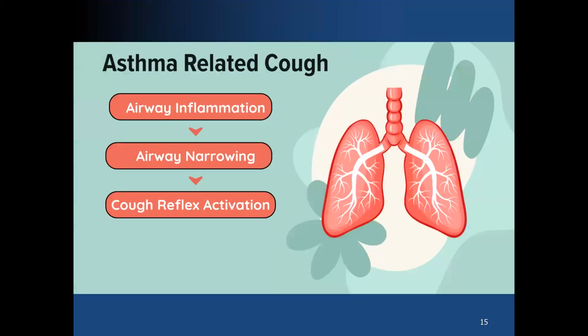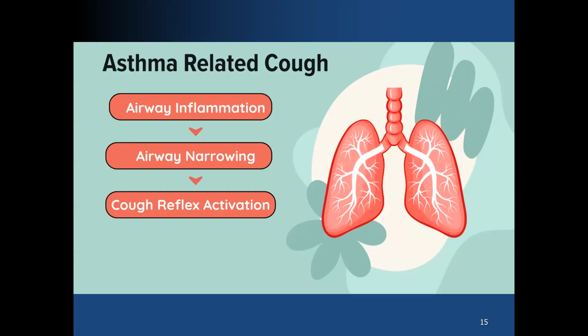Asthma causes a cough because of airway inflammation, hyperreactivity, and mucus production, all of which make the airways overly sensitive and prone to irritation. As you know, asthma is a chronic inflammatory disease of the bronchial tubes. This inflammation causes the lining of the airways to swell and become hypersensitive. Even mild irritants, such as cold air, exercise, smoke, or allergens, can trigger reflex coughing as the body attempts to clear the airway.